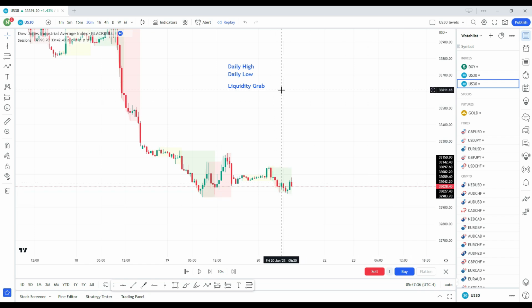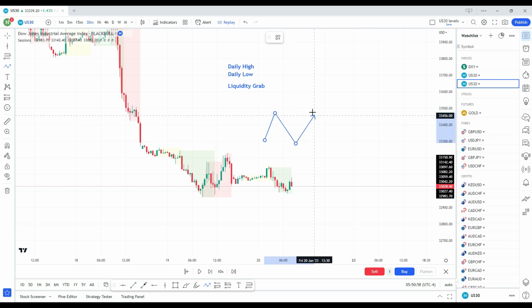So for the purpose of this strategy, you need to mark the daily high and daily low, and then you wait for the liquidity grab. For liquidity, I have done a video on liquidity, but to give a recap, for example, if the market is ranging, a liquidity grab is the manipulation.